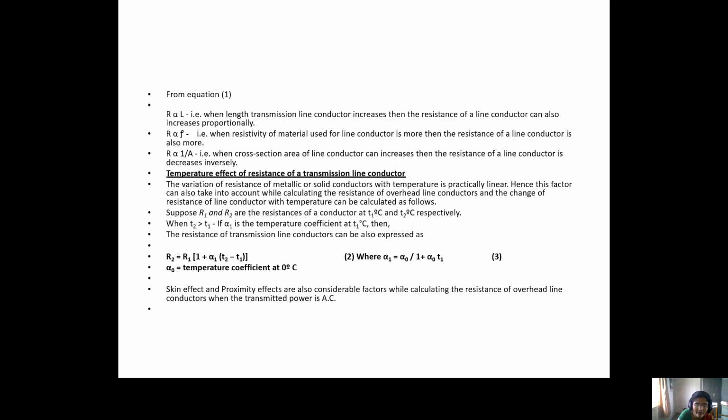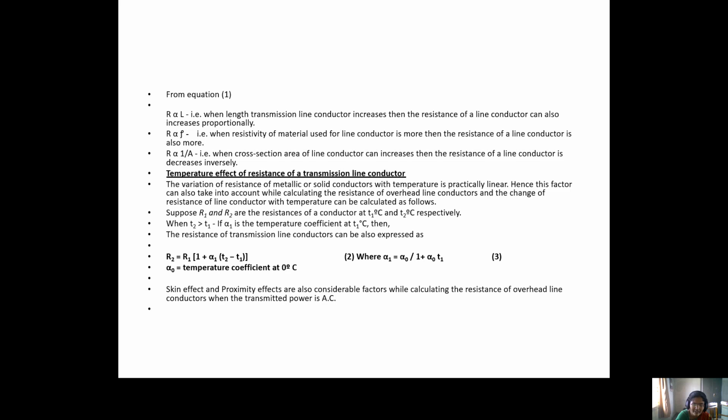Suppose T2 is greater than T1, and alpha 1 is the temperature coefficient at T1 degree centigrade. Here you can assume the temperature coefficient is alpha 1 for T1 degree centigrade. Then the resistance of the transmission line conductor can be expressed as R2 = R1 (1 + alpha 1 (T2 - T1)). Similarly, alpha 1 = alpha naught / (1 + alpha naught T1), where alpha naught is nothing but the temperature coefficient at 0 degree centigrade.